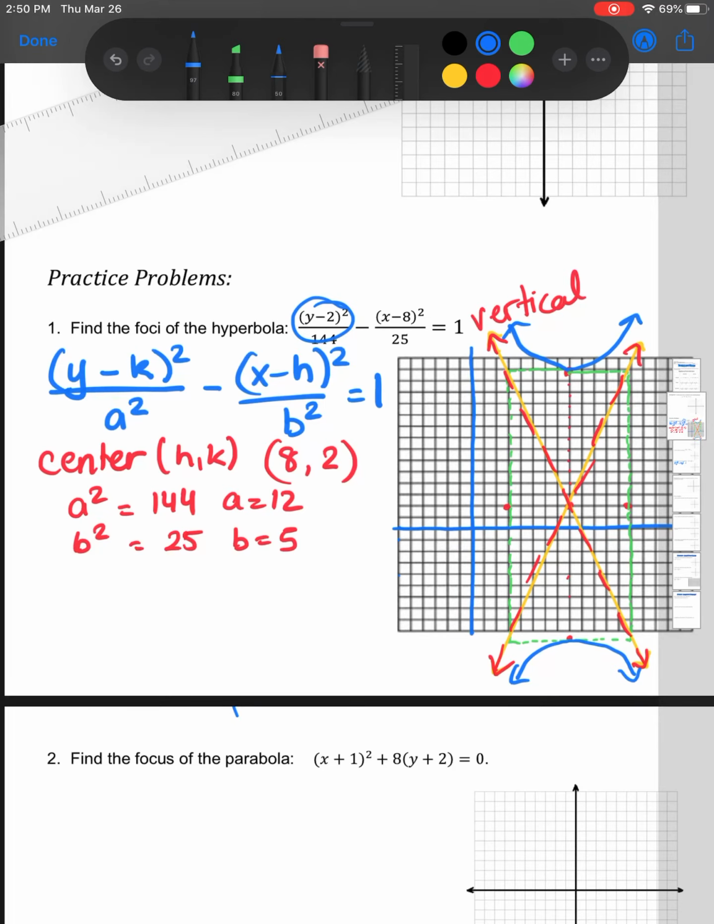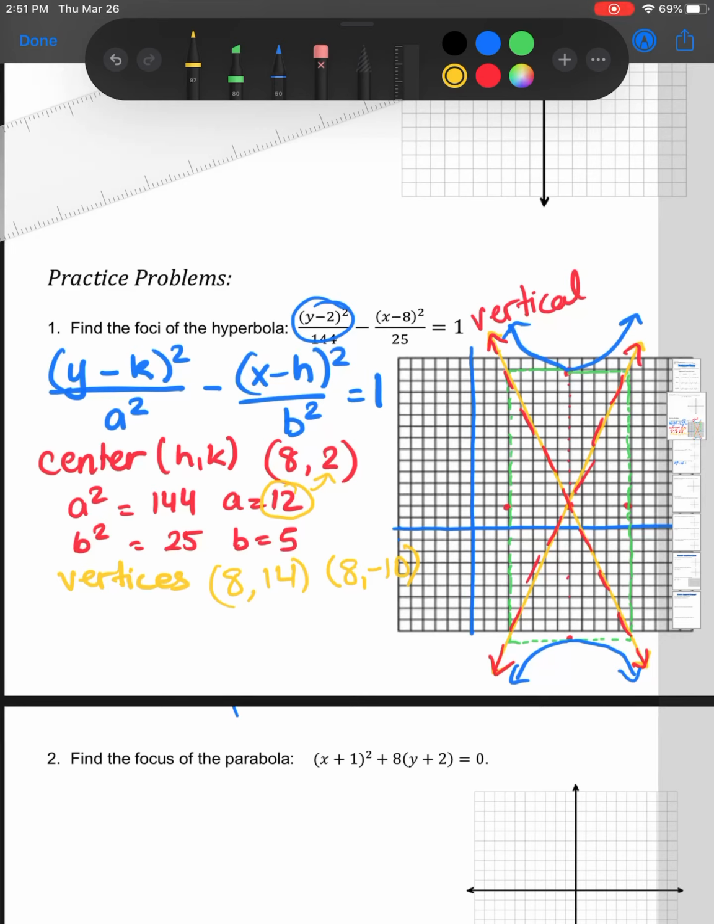That was one thing we accomplished. Let's write down our vertices. Think about it: your center was 8, 2, and you went up 12 and down 12. So you take this 12 and add it to 2, so it would be 8 comma 14 for vertex 1. If you subtract it from 2, it'll be 8 comma negative 10. So those are your vertices.